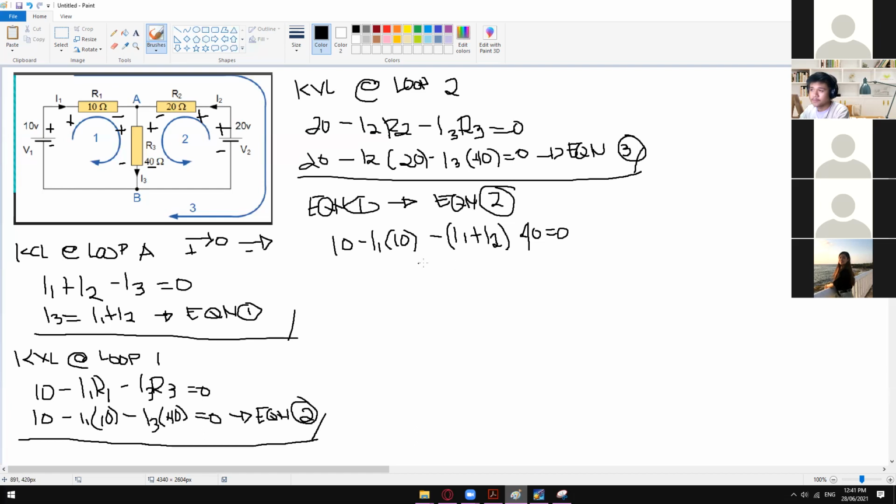So were you guys able to get how we got this equation right here?